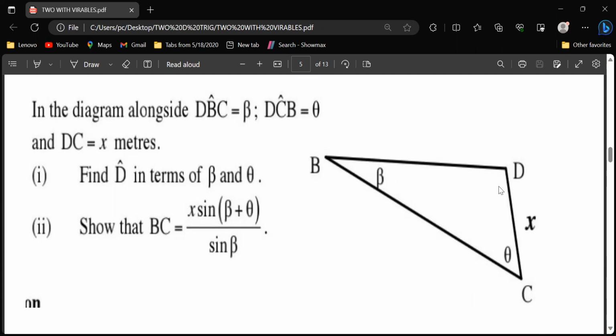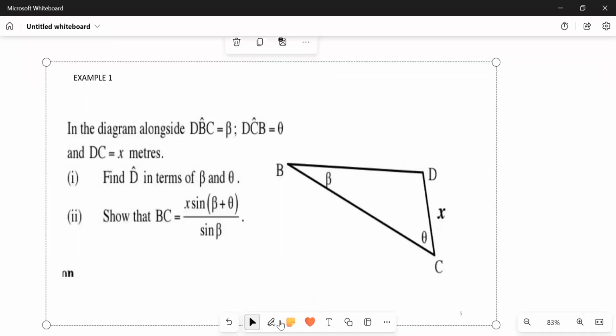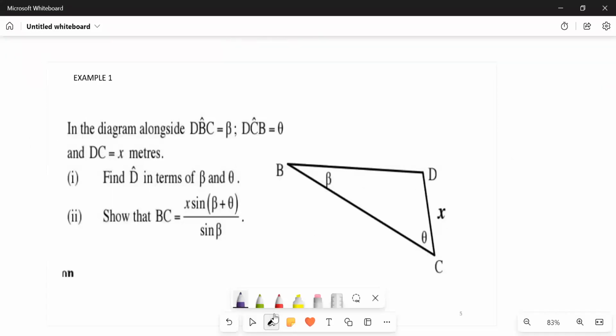So if you look at the following here, the first question says we should write down what is going to be this angle here, angle D. Okay? Now they're asking what is going to be angle D, in terms of beta and theta. So this angle here, you shouldn't just write it, you should write it in terms of beta and theta.